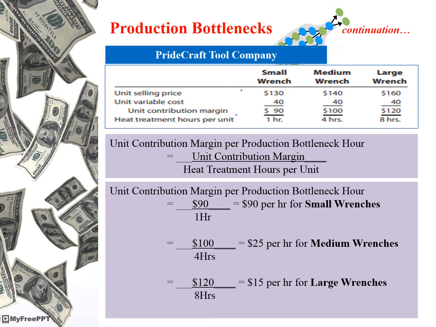The small wrench produces the highest unit contribution margin per production bottleneck hour, which is the heat treatment, at $90 per hour. In contrast, the large wrench has the largest contribution margin per unit of $120, but has the smallest unit contribution margin per production bottleneck hour at $15 per hour. Thus, the small wrench is the most profitable product per production bottleneck hour and is the one that should be emphasized in the market.